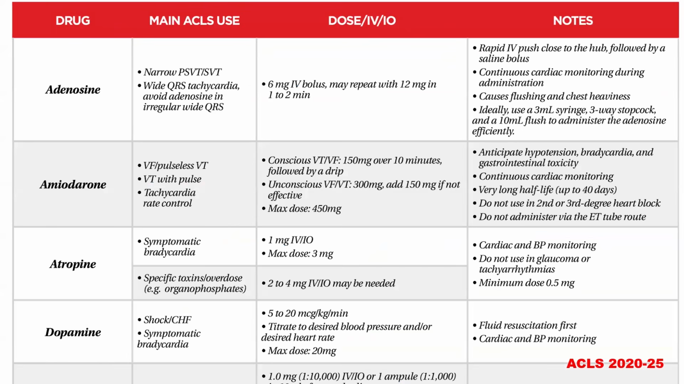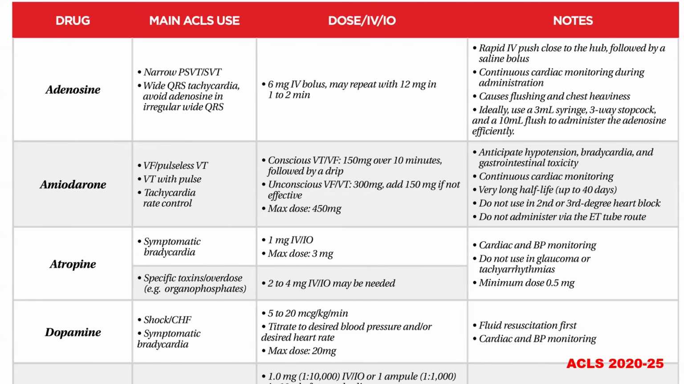Adenosine. The indications are supraventricular tachycardia, paroxysmal supraventricular tachycardia, and wide complex tachycardia. Avoid adenosine in irregular wide QRS. Most of the time we use it in supraventricular tachycardia. The dose is 6 milligram IV bolus, which can be repeated at 12 milligram in 1 to 2 minutes. One should know the side effects. Use rapid IV push and continuous cardiac monitoring, because when you give adenosine, the heart stops before it picks up and translates into sinus rhythm.